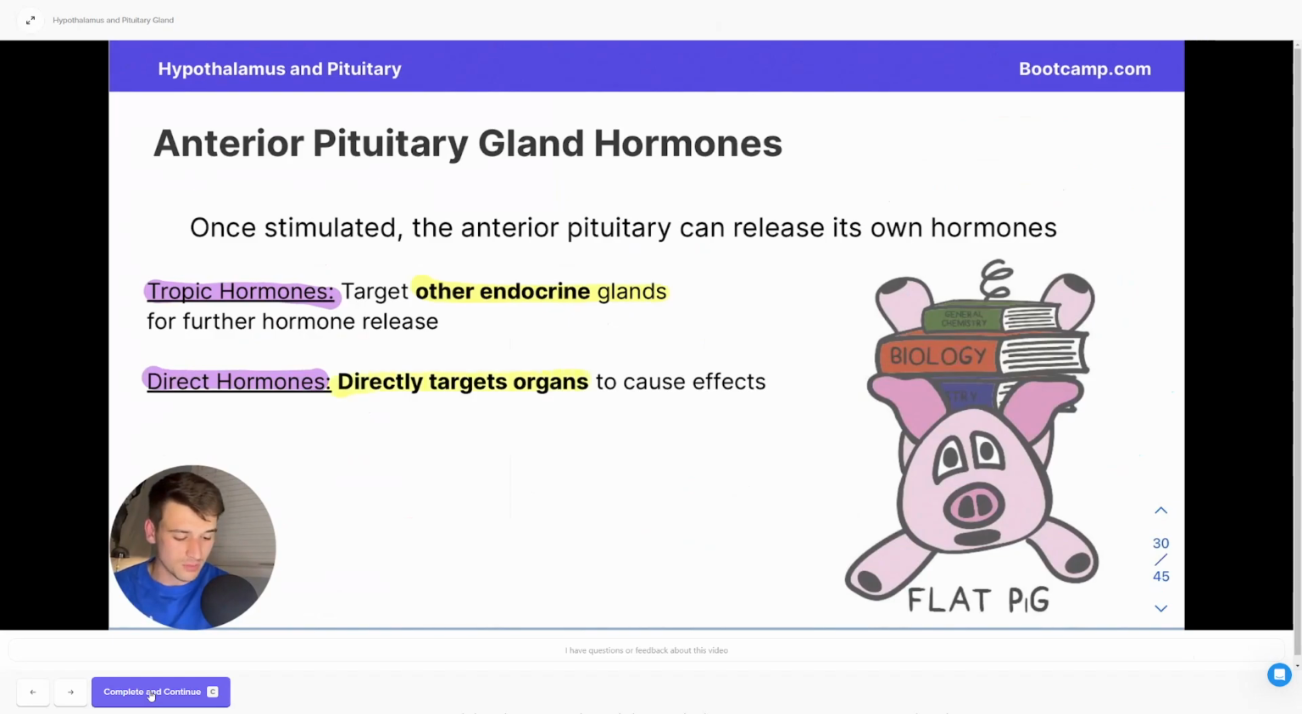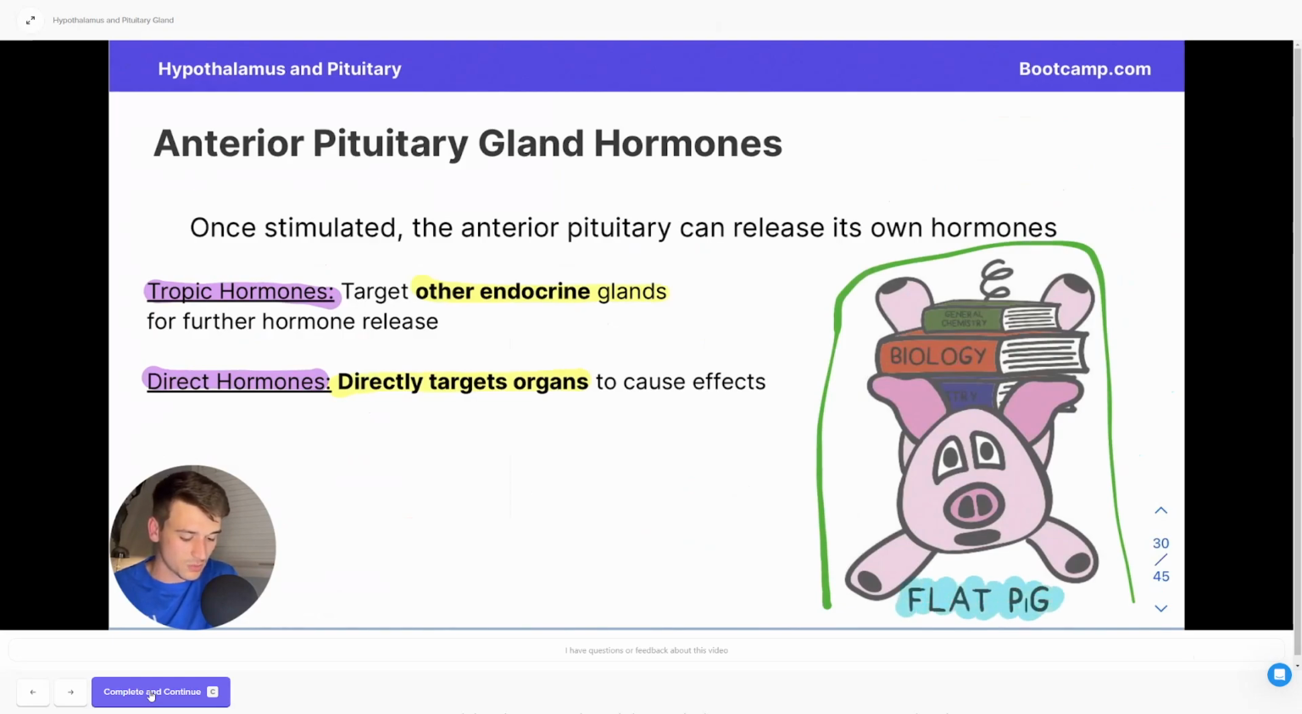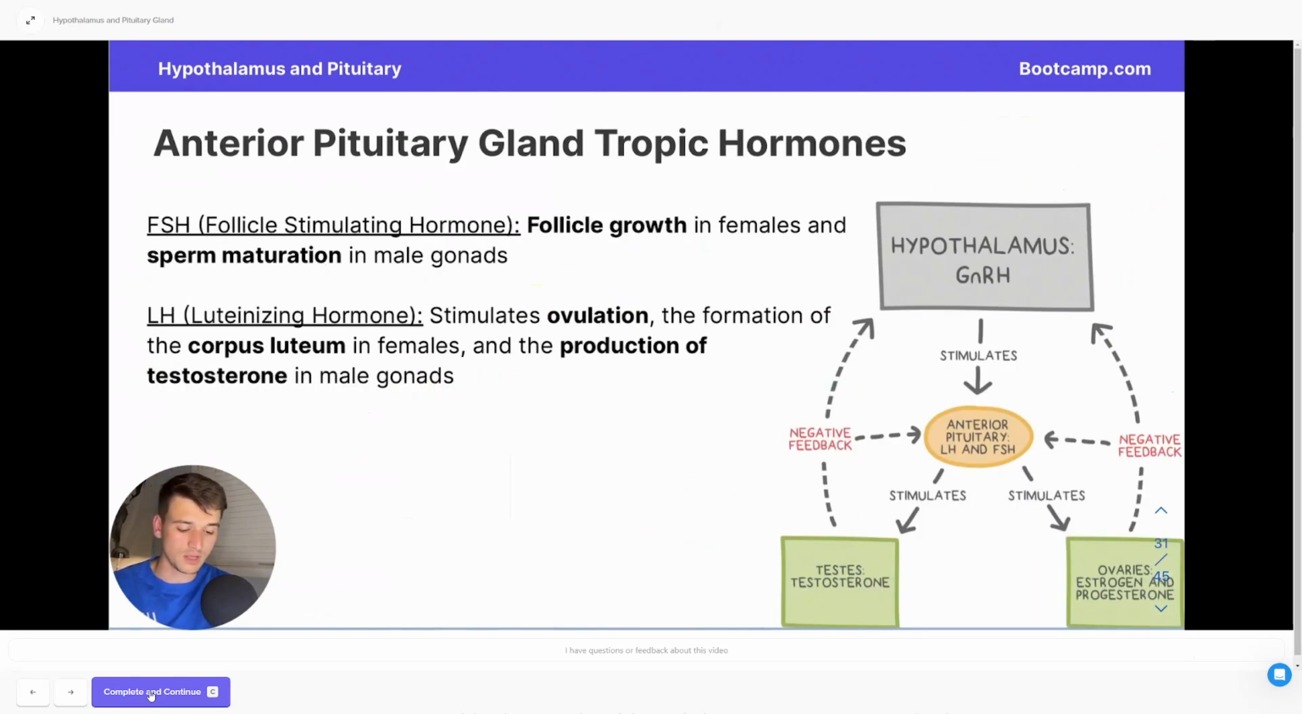Now, at this point, you're probably wondering what's going on with this sad pig over here that seems to be crushed by all of his schoolwork. Well, actually, what's going on here is a very important mnemonic, flat pig. And I just want you to keep in mind flat pig as we move along. It'll make a lot of sense later. Let's kick things off with a couple of tropic hormones.